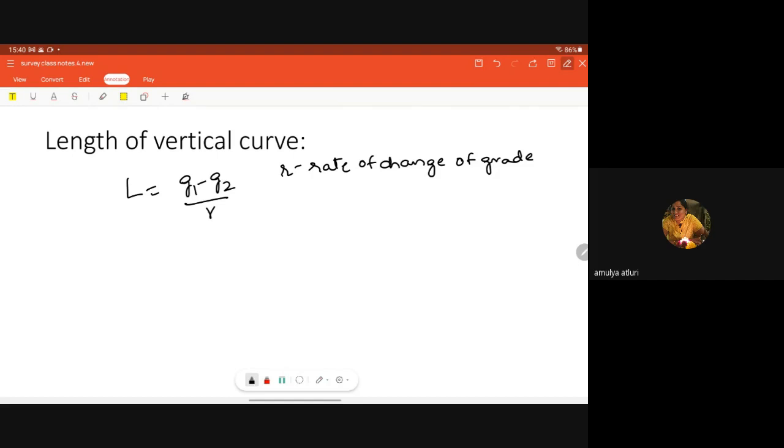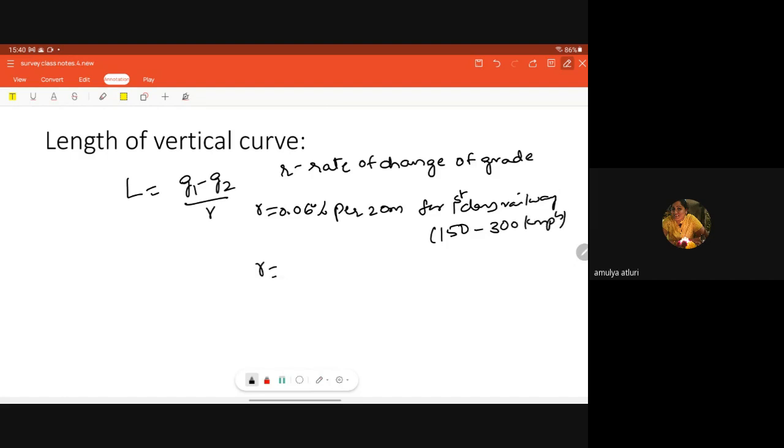Okay. So what is R value? R value is 0.06% per 20 meters for first class railways. That means the speed is 150 to 300 kmph.